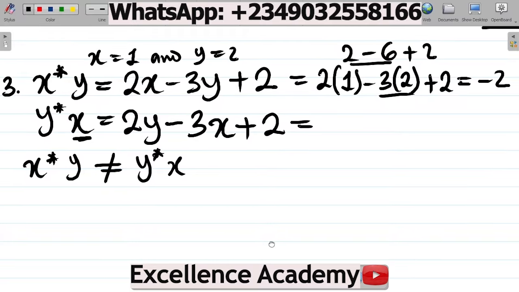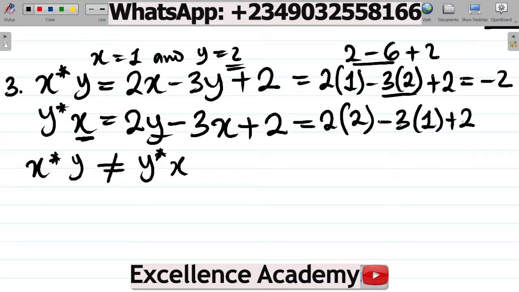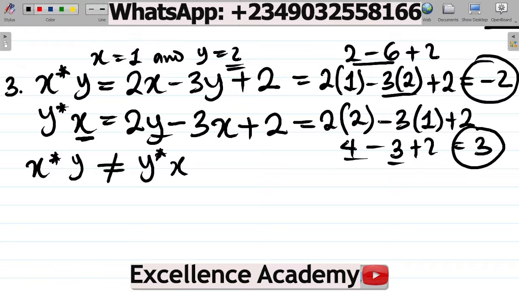Let's put that same value of x and y being 1 and 2 respectively into this part here. This becomes 2 into y. No, y is 2, please. 2 into y is 4, minus 3 into x. x is 1, plus 2. 2 times 2 gives you 4, minus 3 times 1 is 3, plus 2. 4 minus 3 is 1. 1 plus 2 is 3. You can see that this value is not equal to this value here.